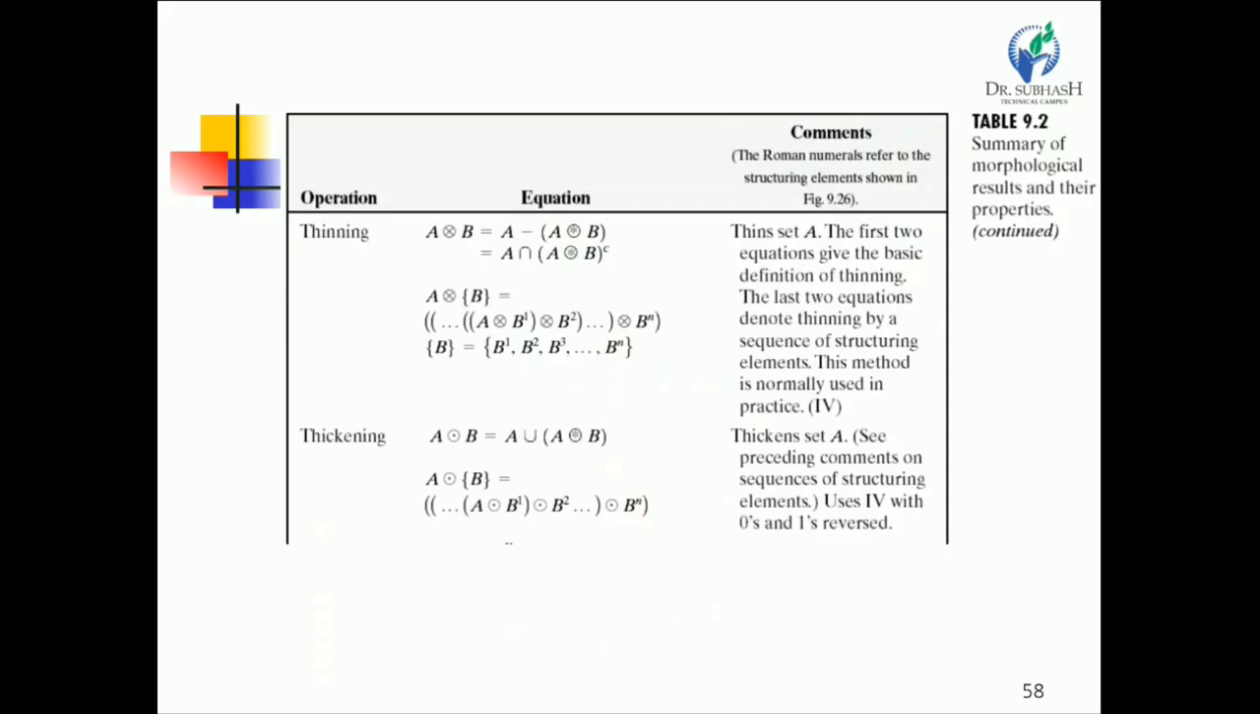Other properties of morphological image processing are the operations thinning and thickening. This is the function of thinning and thickening. For thinning set A, the first two equations give the basic definition of thinning, and the last two equations denote the thinning sequence of structuring elements. This method is normally used in practice. And for thickening set A, the preceding comments on the sequence of structuring elements apply.